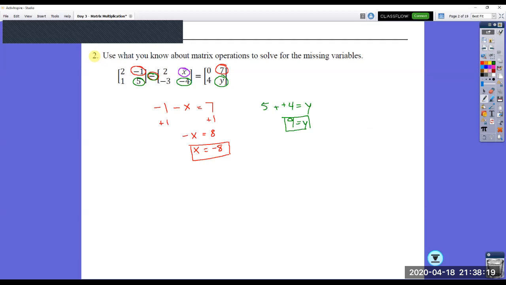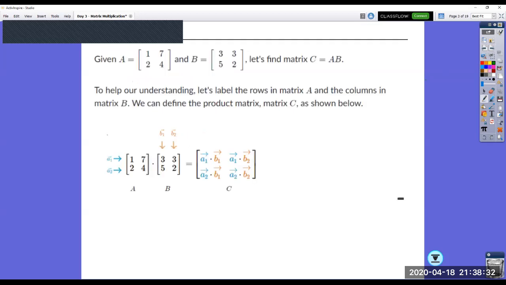So that's a review for today from the previous week. If you have some questions on that, please make sure that you talk to your teacher about it. But overall, in the Delta Math assignment, it looked like most of my students did quite well with that. Okay, so now we're going to be moving to matrix multiplication.